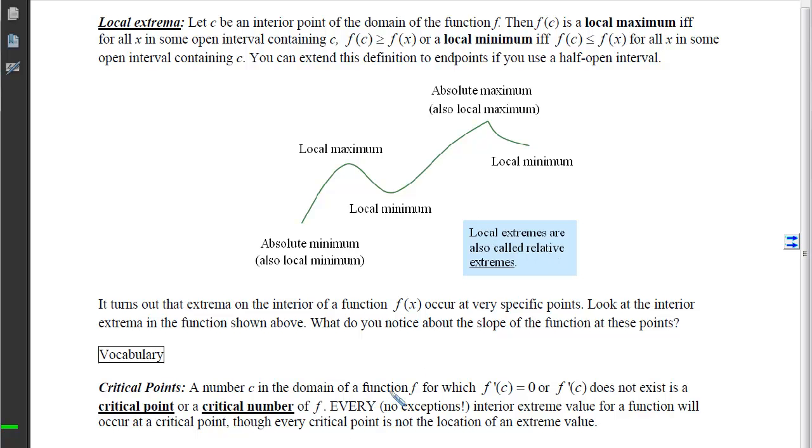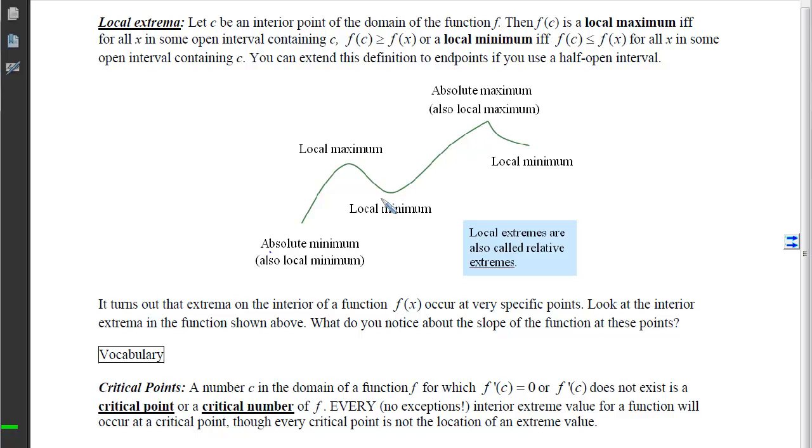And it turns out that extrema on the interior of a function occur at very specific points. So I want you to look at these interior extrema that we have above here. We've got a local max, which is inside, we have a local min that is on the interior, and we have an absolute max that is on the interior. And you should notice something about the slopes at these 3 points. Hopefully what you notice is that we have horizontal tangents or undefined derivatives at those points.